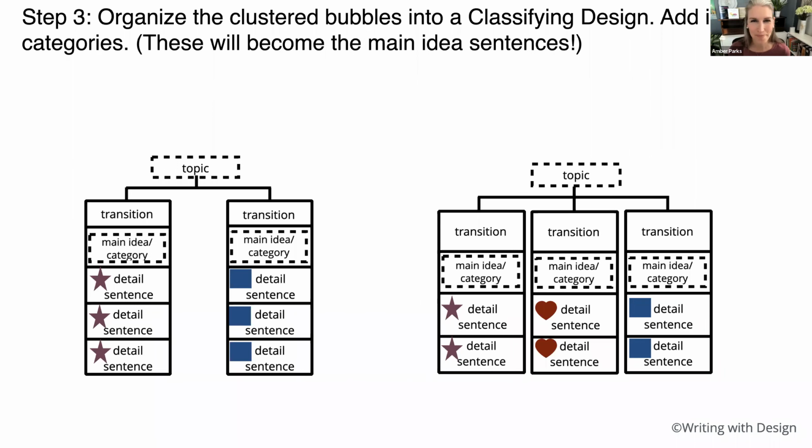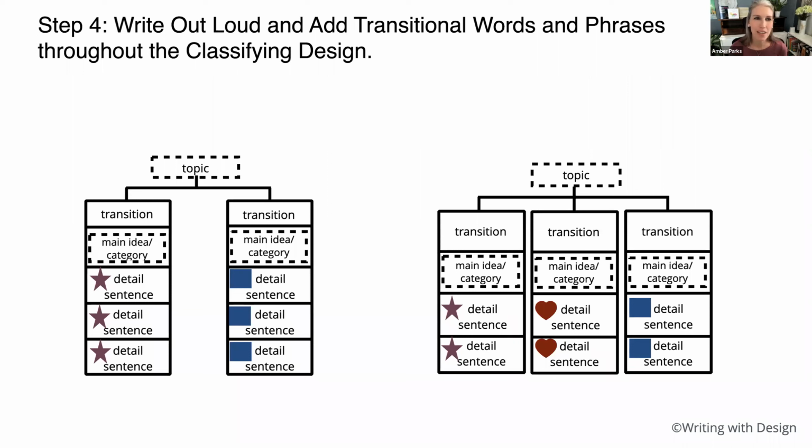Plus, it saves time. All right, so step 4 is called write out loud. And this is a fancy way of saying, let's just try out turning this into a paragraph. And where would we add transitional words and phrases throughout the classifying design? So in past videos, you've heard me talk about the importance of transitional words and phrases. They are critical. And we're not just talking about first, then, next, last, and finally.